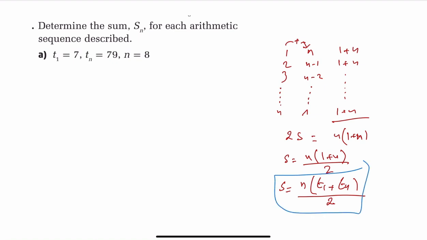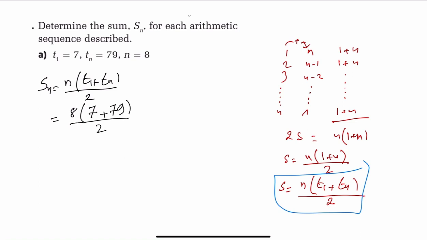To use this in this question, my Sn is equal to n times T1 plus Tn divided by 2. And my n is 8, times T1, which is 7, plus Tn, which is 79, divided by 2. Perfect. So I will just put this number in my calculator and get the answer.